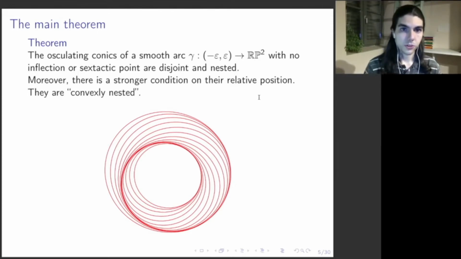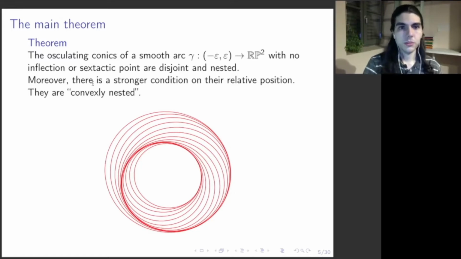But we can go further because we can show that there's an even stronger condition on their relative position. They're not just disjoint and nested, but they're also more than that. They are convexly nested, which is a term that I will explain the meaning of throughout the exposition. So here we have another curve and a couple of osculating conics, in this case ellipses, drawn.